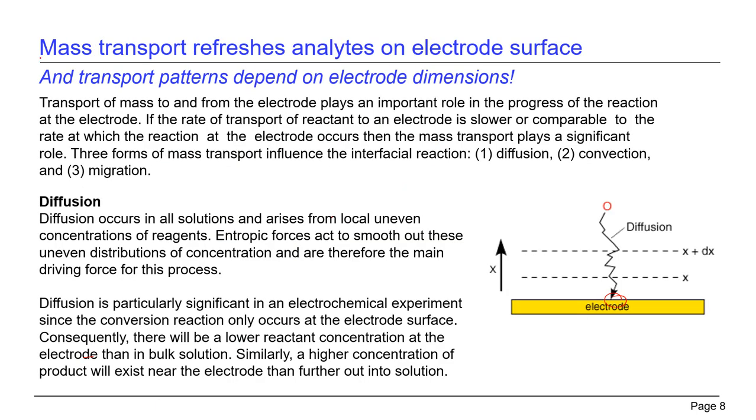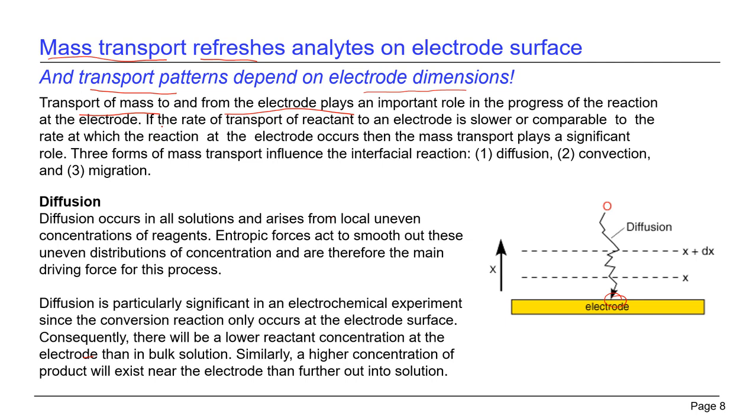An important aspect of sensor performance is the mass transport. Mass transport, as we mentioned, refreshes the analytes on the electrode surface that then become available for reaction. And the mass transport patterns depend on a lot of different things and actually can depend on the electrode dimensions. So we'll talk about that in just a second. But essentially, repeating what we've just commented on, the transport of mass to and from the electrode plays an important role in the progress of the reaction at the electrode.